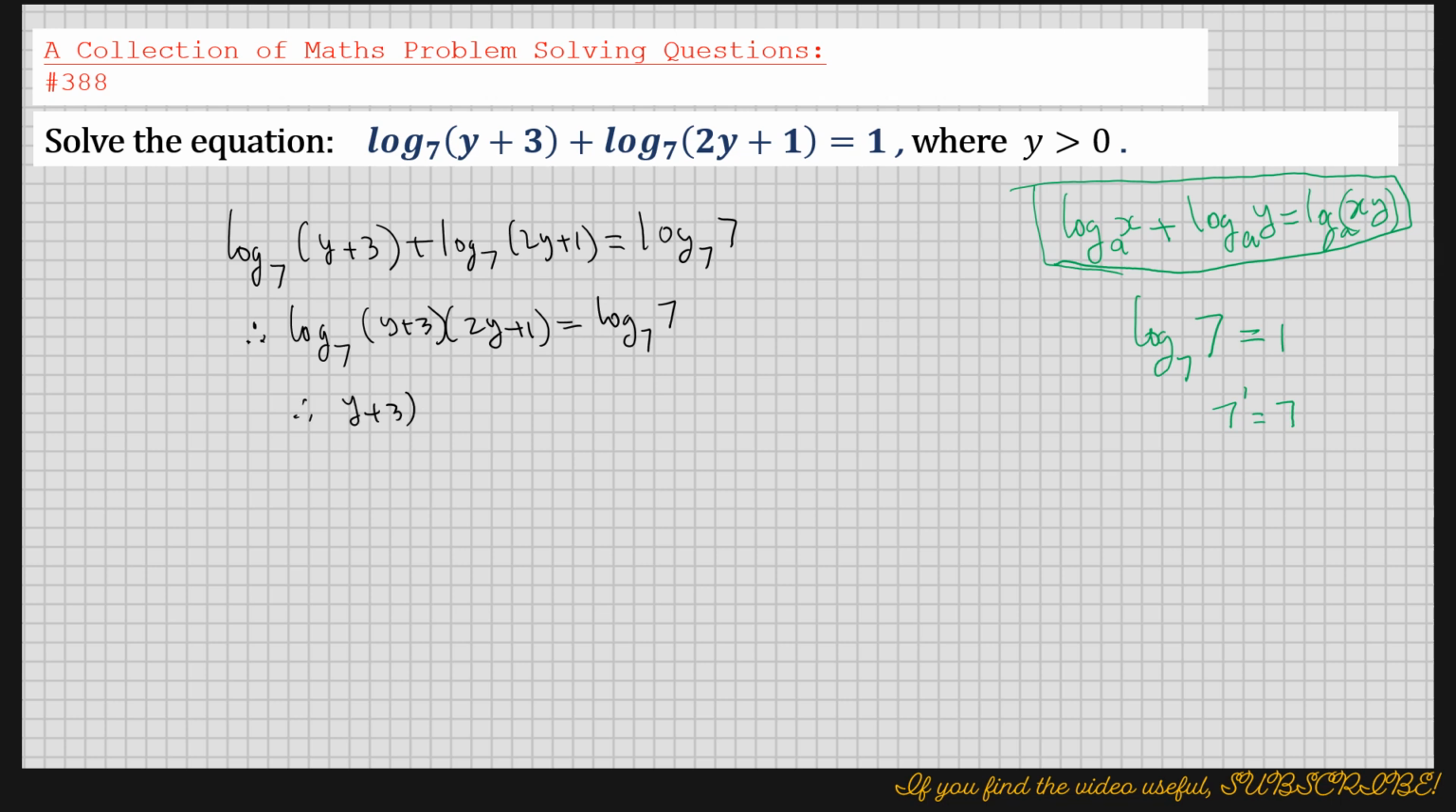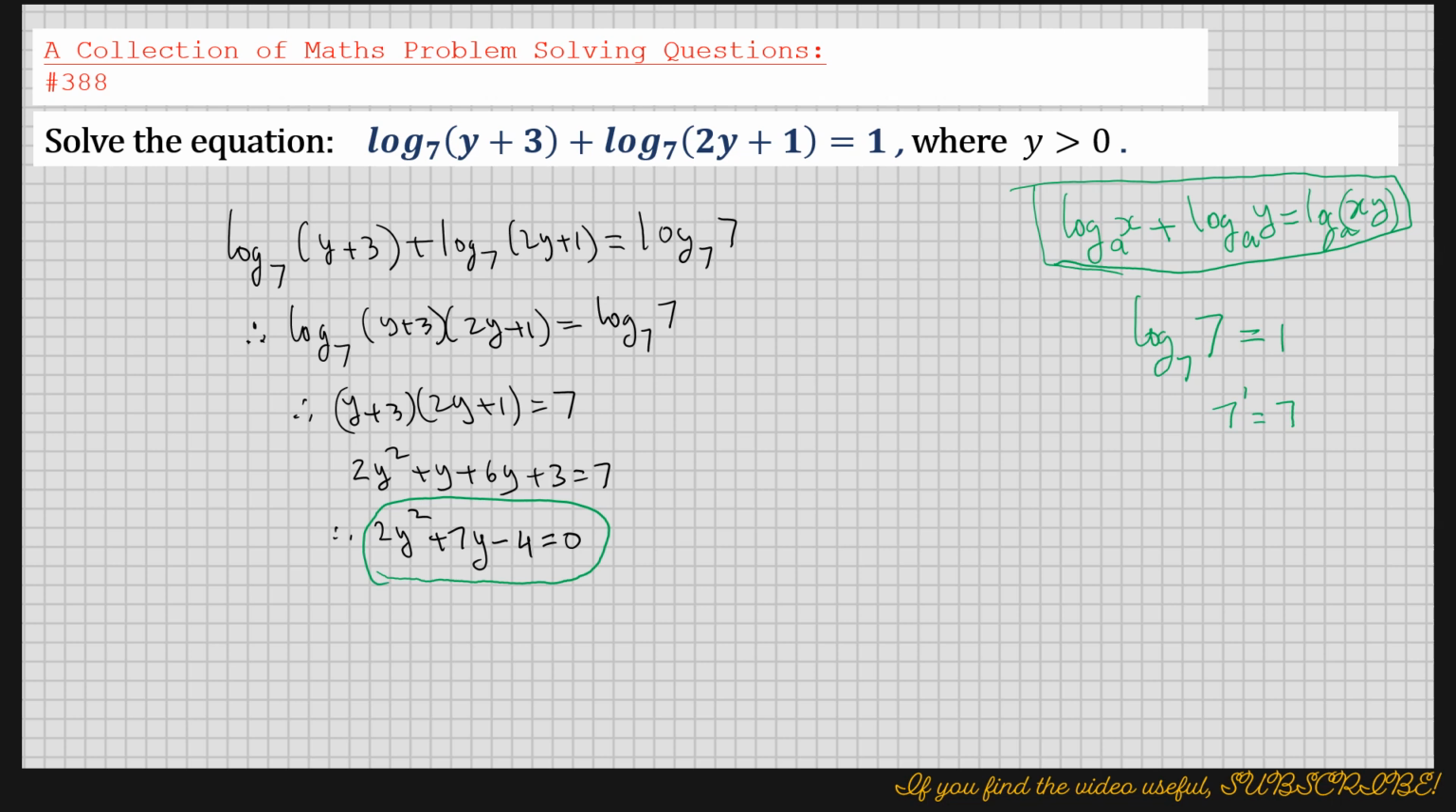Therefore, (y plus 3) times (2y plus 1) equals 7. And therefore we can say y times 2y, so 2y squared, plus y plus 6y plus 3 equals 7, and therefore 2y squared plus 7y minus 4 equals 0. So now this becomes a quadratic equation that we solve to get the values of y.